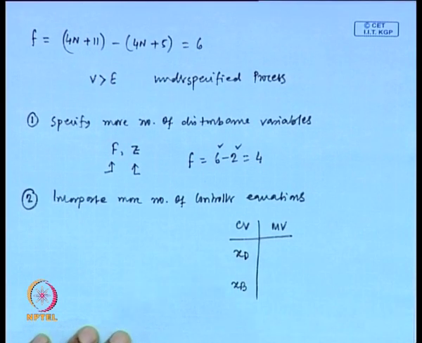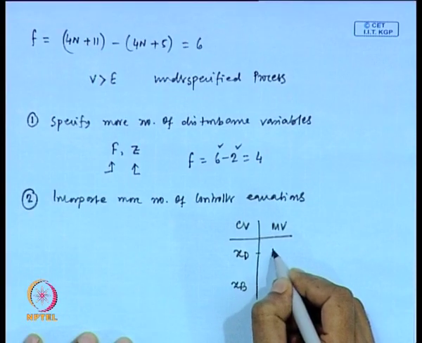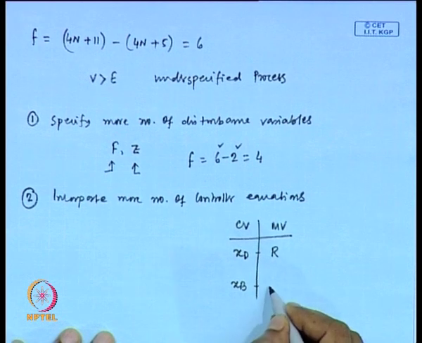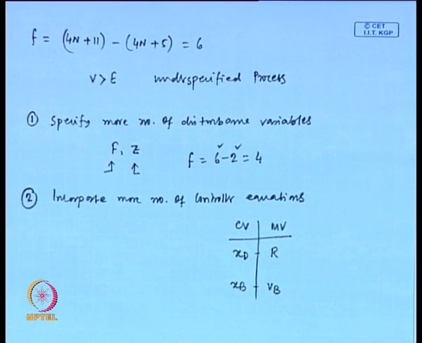Another controlled variable we can consider is the bottom product composition, XB. Fine. Now, what will be the manipulated variable? For XD, we can consider the manipulated variable, that is reflux flow rate, and for the bottom purity we can consider the manipulated variable as vapor boil up rate. Fine. These are the standard controlled variable, manipulated variable pairs.